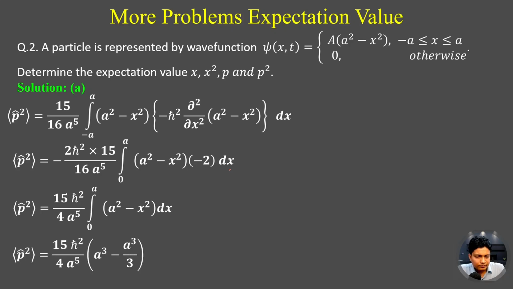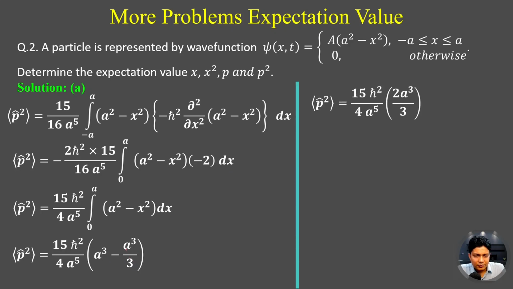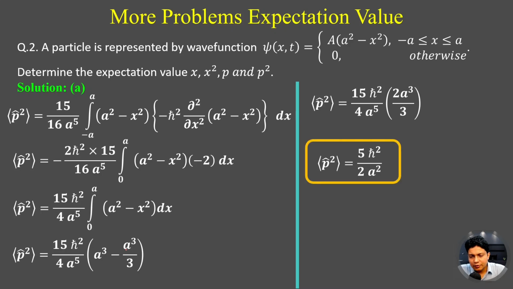Now after doing the integration, this will be 15ħ²/4a^5 times (a³ − a³/3). Now after solving, the expectation value of p² equals 15ħ²/4a^5 times 2a³/3. After simplifying, the expectation value of p² equals 5/2 ħ²/a².